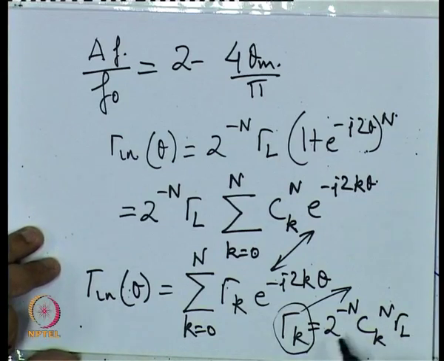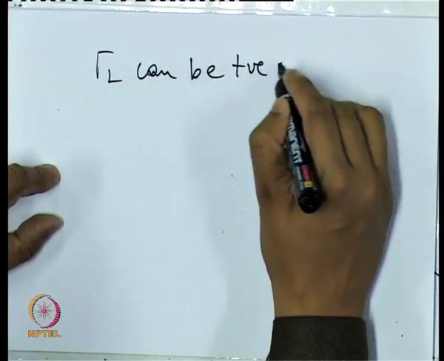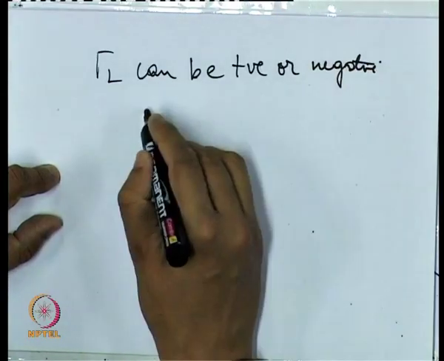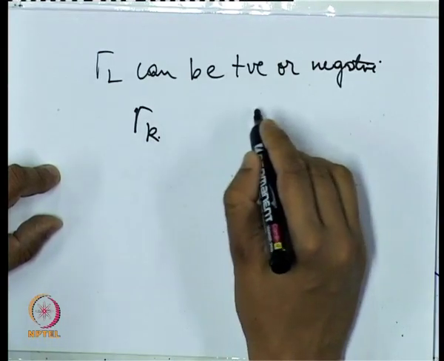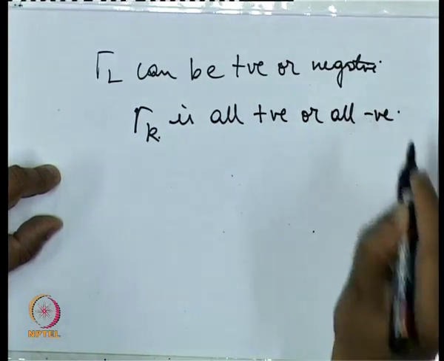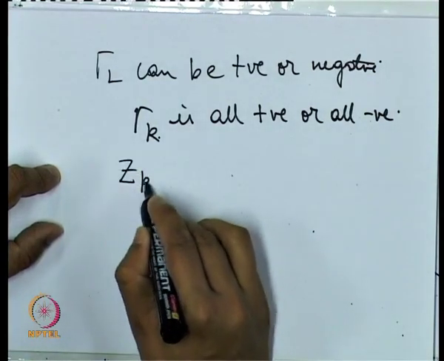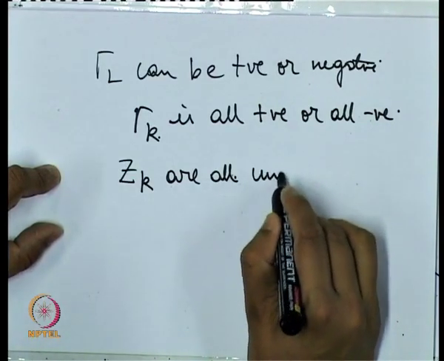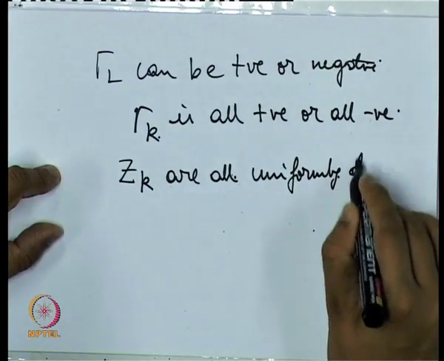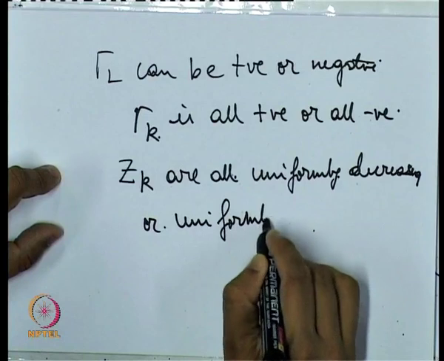Now, since this is the equation for gamma k for the binomial transformer, a few of the properties that we have to keep in mind are that this gamma l can be positive or negative, that is fine. Then this gamma k, which is dependent on gamma l, is all positive or all negative. If gamma k is all positive or all negative, then that means that the z k's are all uniformly decreasing or uniformly increasing.